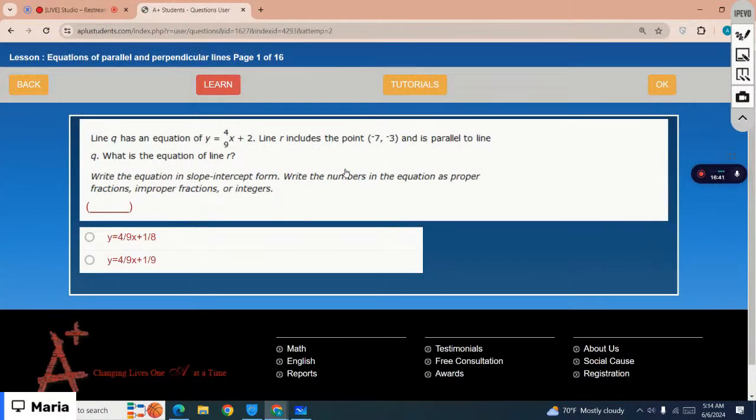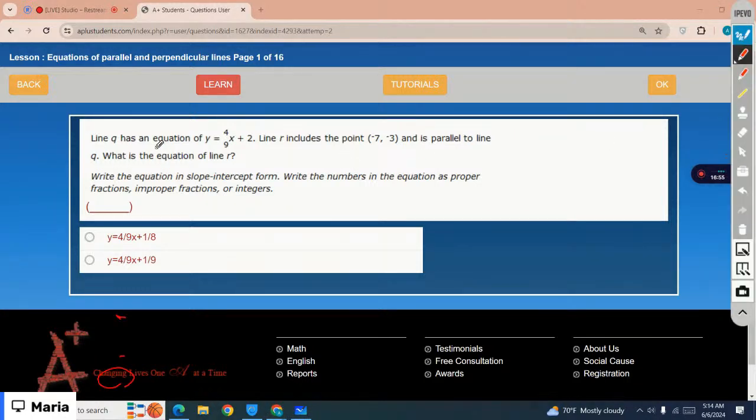Line Q has an equation y equals 4 by 9x plus 2. Line R includes the point (-7, -3) and is parallel to line Q. What is the equation of line R? So line Q has the equation y equals 4 by 9x plus 2. The slope of this line is, with y equals mx plus b, m is 4 over 9. So line R is parallel to line Q. That means line R also has the same slope because they are parallel, right?